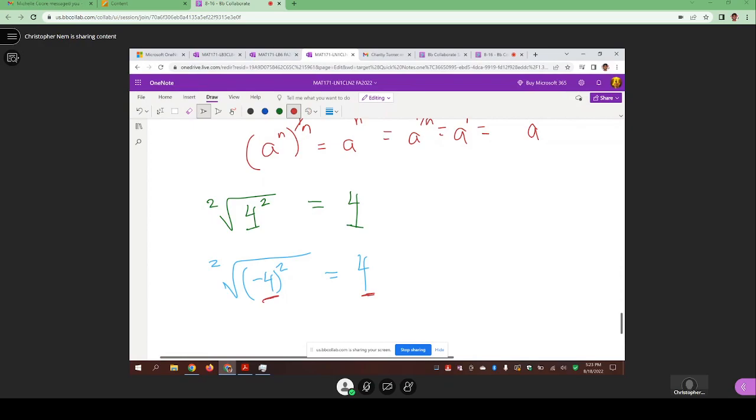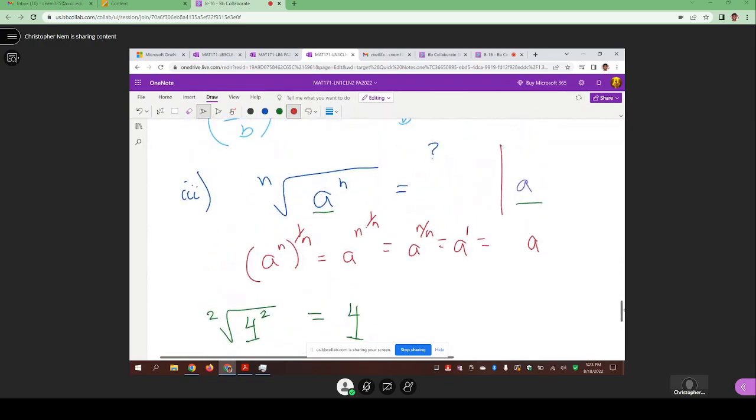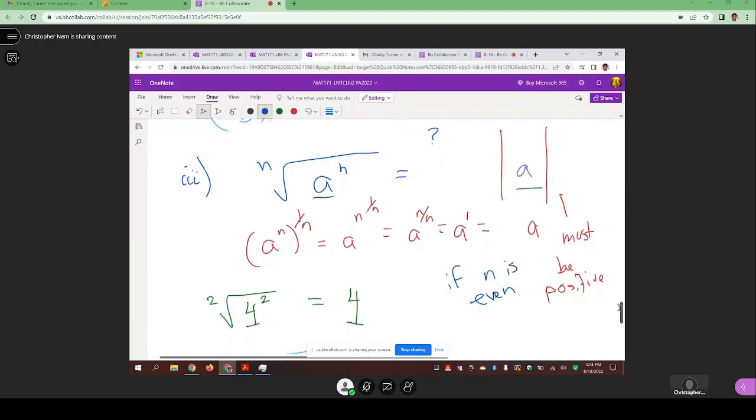Well, let's refer back. What function or operation do we always use to turn our answer positive? If you guessed the absolute value function, you are correct. So this must be positive. You cannot have a negative number if n is even. If your exponent is even, you will always have a positive answer at the very end. So if you plug in a negative number, you will get a positive answer for A.